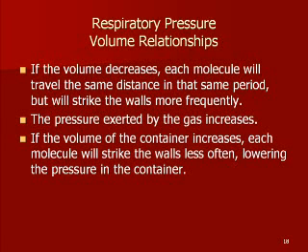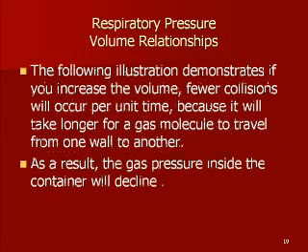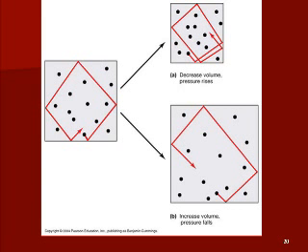If the volume decreases, each molecule will travel the same distance in that same period, but will strike the walls more frequently. The pressure exerted by the gas increases. If the volume of the container increases, each molecule will strike the wall less often, lowering the pressure of the container. The following illustration demonstrates that if you increase the volume, fewer collisions will occur per unit of time, because it will take longer for the gas molecules to travel from one wall to the other. As a result, the gas pressure inside the container will decline.